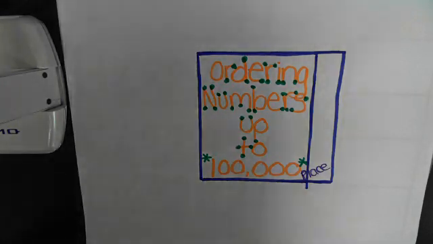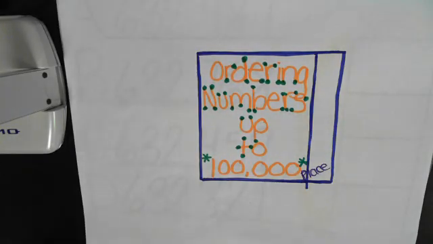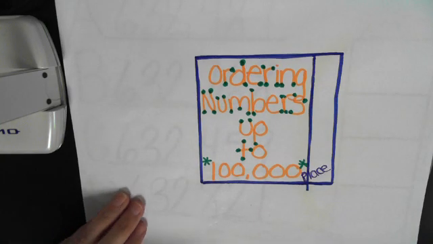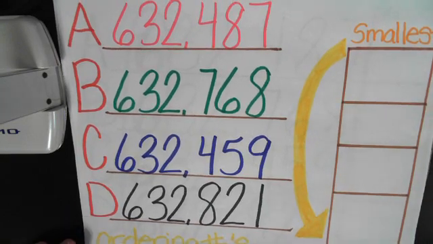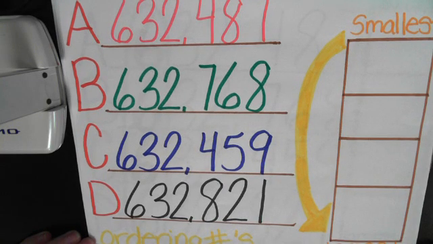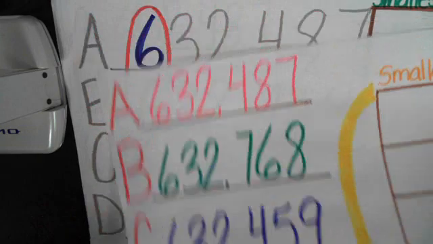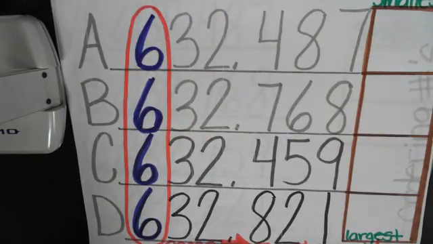All right, today is Wednesday, and today's lesson is going to be about ordering numbers up to 100,000, up to the hundred thousands place. Okay, so here on this page we have 6 numbers that we're going to use as our example to show you how to put numbers in order from greatest to least or least to greatest. We've already actually taught you this strategy, so this is going to be a very quick lesson.